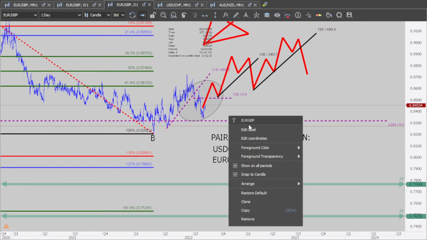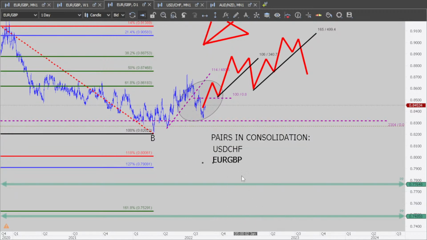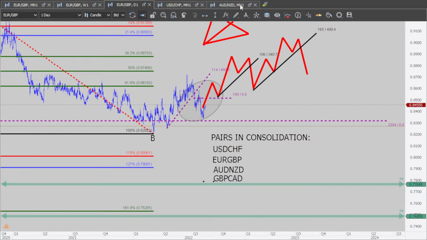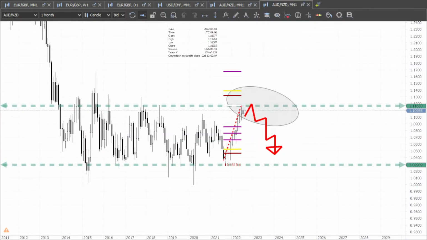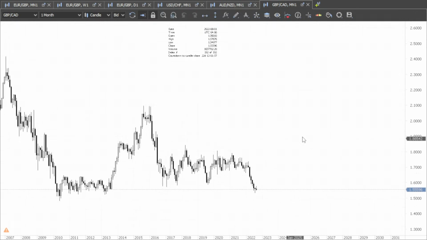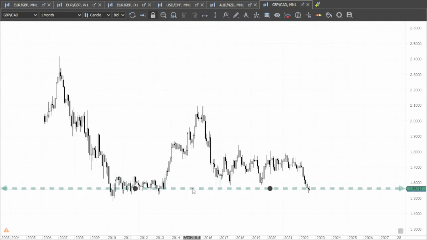Hello Clara, how are you? And one more, everybody. So edit label AUD NZD, and then we have, everybody, GBP CAD, if I'm not mistaken. Don't use, so one more, clone GBP CAD monthly chart. Okay, in consolidation too. This is the lower band and this is the upper band.